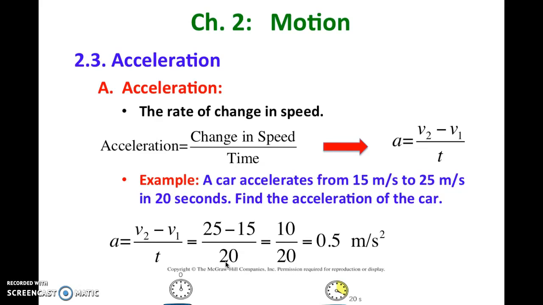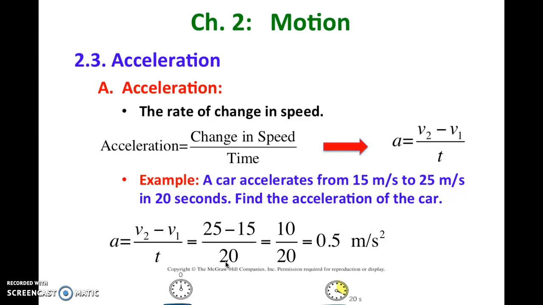Section 3, Acceleration. What is the acceleration? Acceleration is a quantity that describes how fast an object changes its speed. It can be simply defined as the rate of change in speed, i.e., speed change per unit time. Acceleration equals speed change, v2 minus v1, divided by time t. This is the acceleration formula.